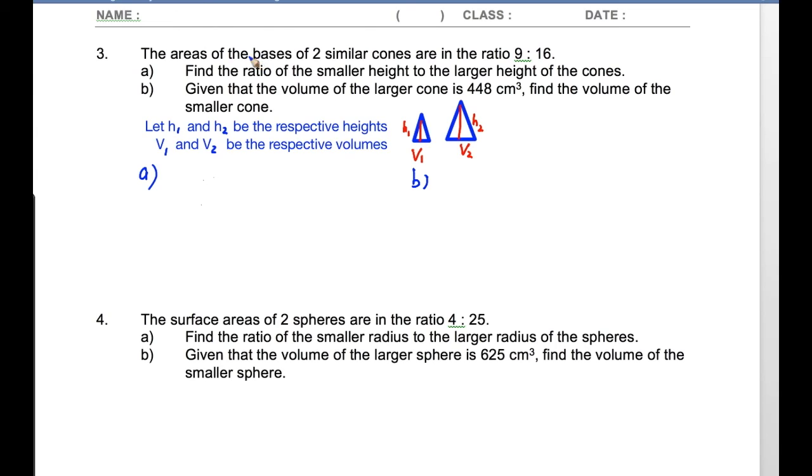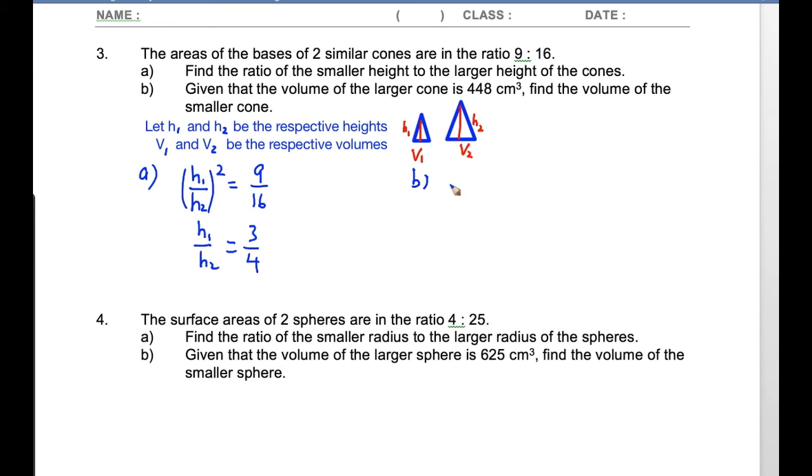In this sum, we are given the ratio of their areas. And in part A, we need to find the ratio of the corresponding heights. We know that for similar figures, the ratio of the corresponding heights squared will give us the ratio of the areas. Therefore, we take the square root to find the ratio of heights as required, which is 3 over 4.